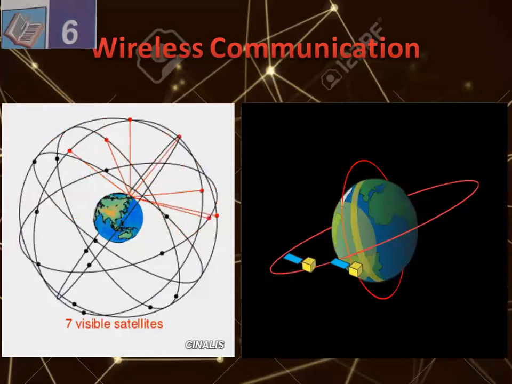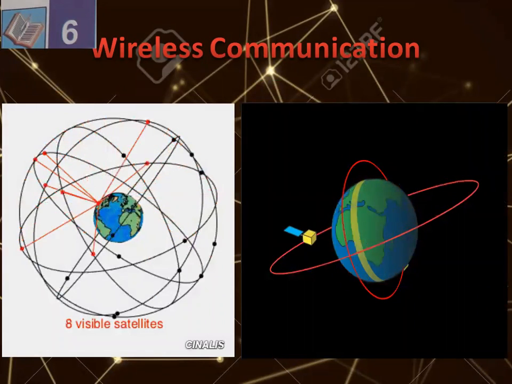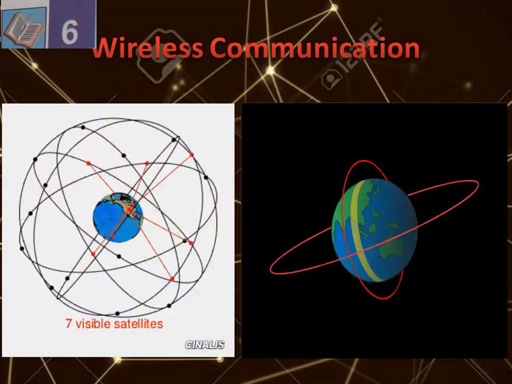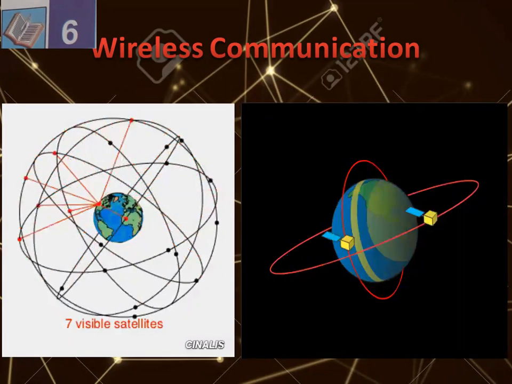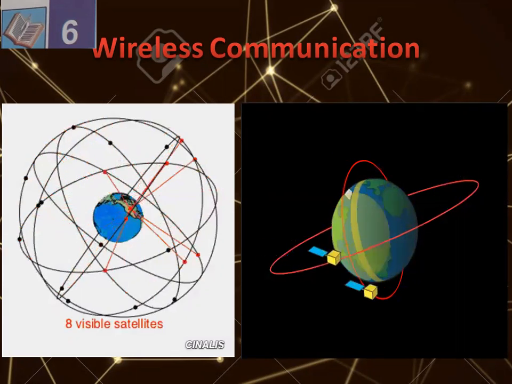So here you can view on your screen, 6, 7, 8 visible satellites. You can view how they move around the Earth and rotate around the Earth.